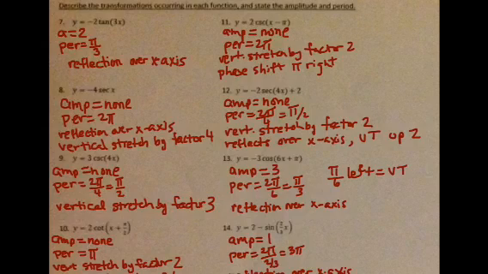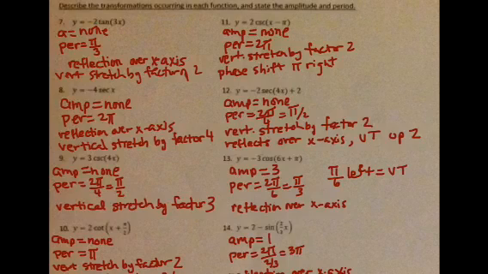Alright, so 7 through 14 is just writing, explaining, describing what happened. So the amplitude here, actually I didn't even notice it was tangent. So let me fix that. The amplitude would be none because it's tangent. Okay, but the period is pi over 3 because this is a 3, so pi over b. There is a reflection over the x-axis, and let me add a vertical stretch by factor of 2.